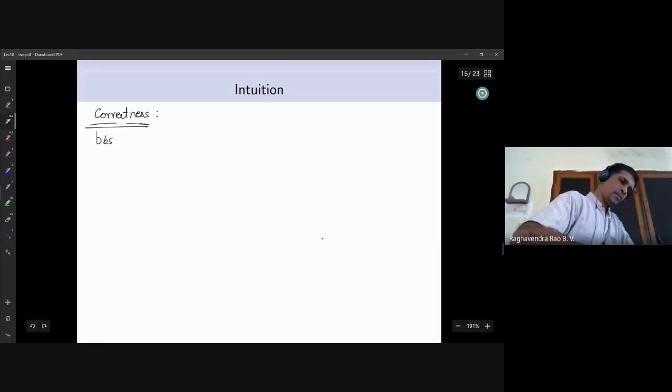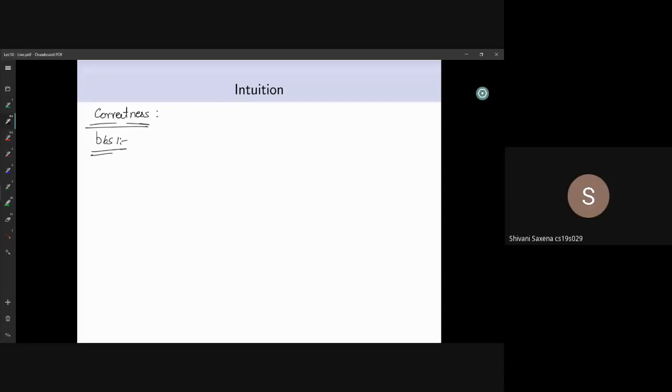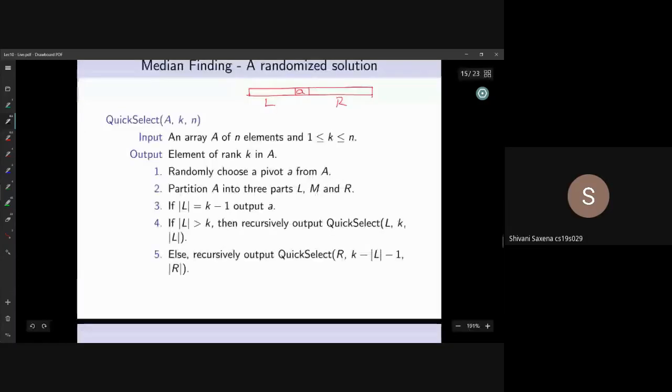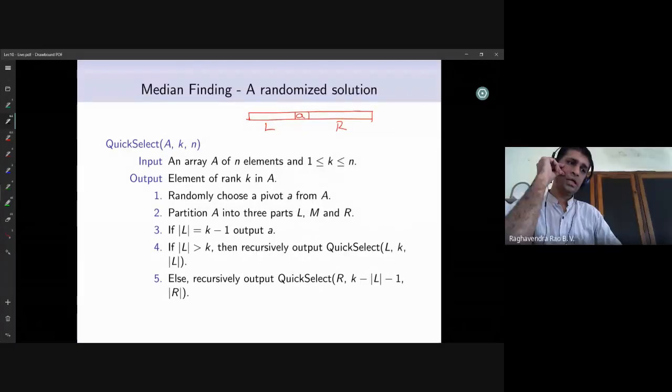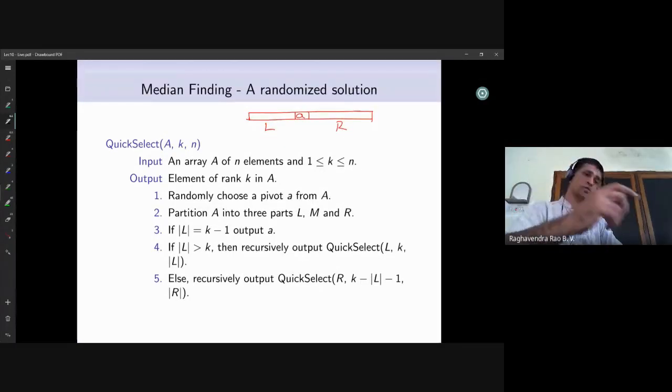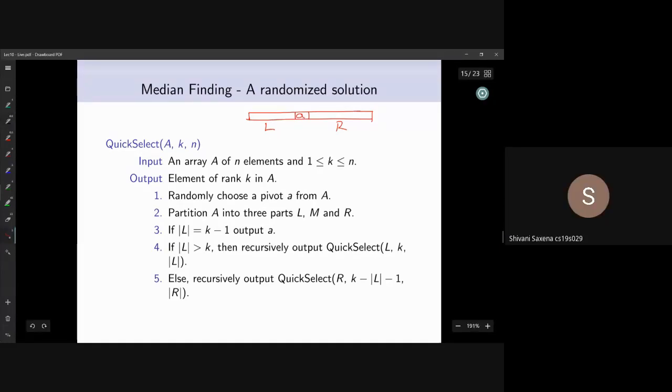Excuse me, sir. In the previous slide, why did you take k minus L minus 1? Just remove this left part only. Because I'm also removing A, right? So I'm also removing A. No, only L minus 1 elements. Why k minus the cardinality of L minus 1?